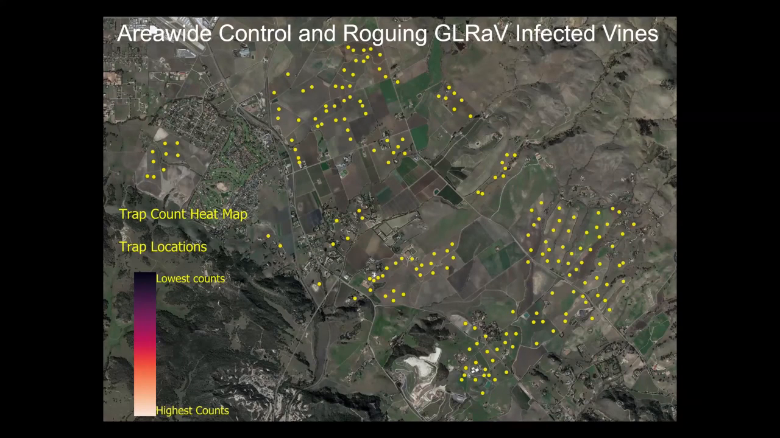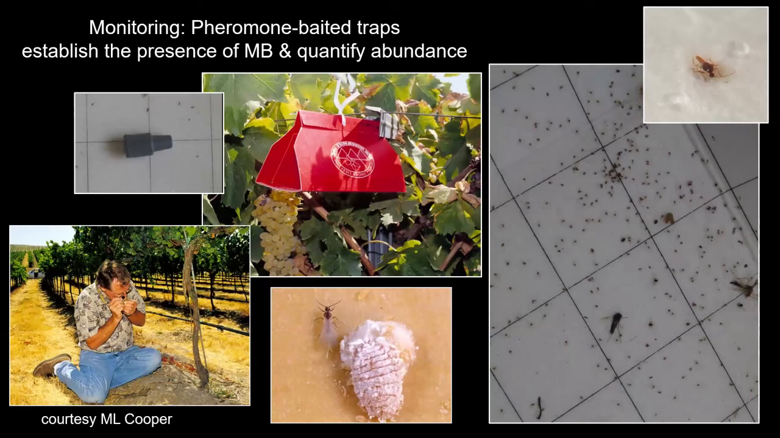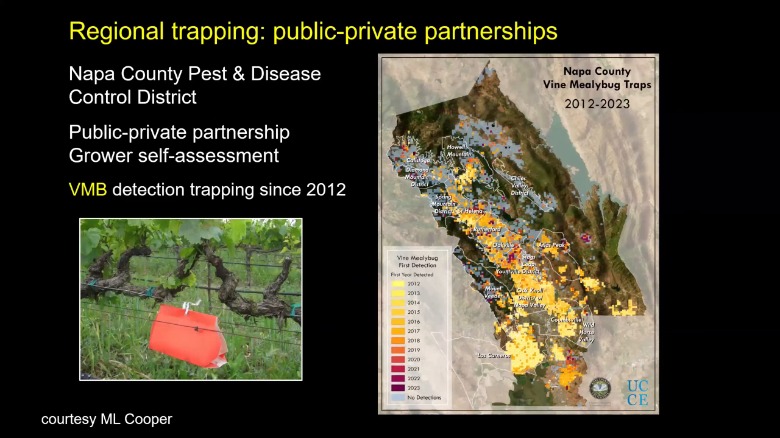So I'm just going to blast through these slides on roguing and area-wide control. Sorry, I took too much time. There we go. So area-wide control is important. It includes monitoring to know where the mealybugs are, mapping a region so you know not just what you've got, but what your neighbors have got. This is being done in Napa through Monica's program.